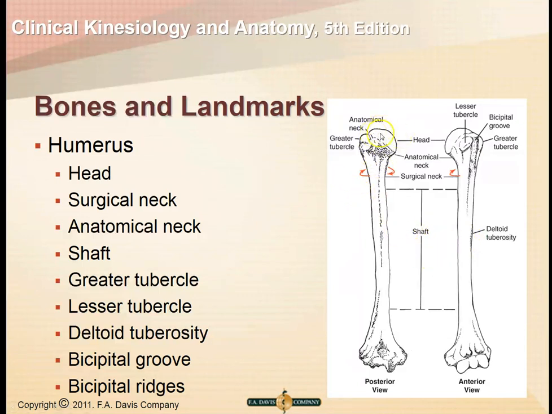Looking at the posterior view, again we have the head of the humerus. You can still see the greater tubercle from that posterior view, and moving inferiorly. One of the things that we will talk about a little bit more in class is the importance of that bicipital groove, and we'll also discuss that when we talk about some special tests. On either side of that bicipital groove are the bicipital ridges, and that's kind of the crest or the lips on the medial and lateral sides of that bicipital groove.